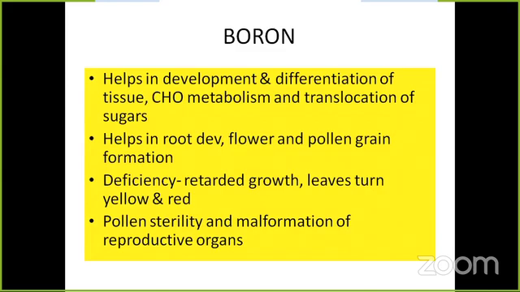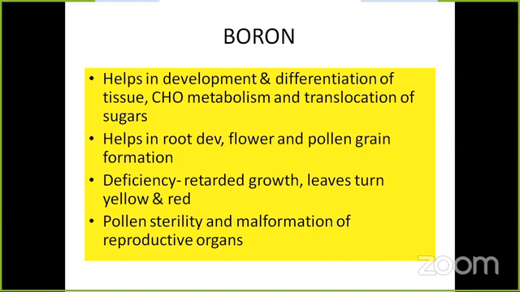See, the next important element is boron. It helps in development and differentiation of tissue, carbohydrate metabolism and translocation of sugars. So this is also a very important element, and generally boron and calcium go hand in hand together. So whenever you are applying boron, also apply calcium. Don't apply only boron or calcium. Both should go together. This boron helps in root development, flower and pollen grain formation.